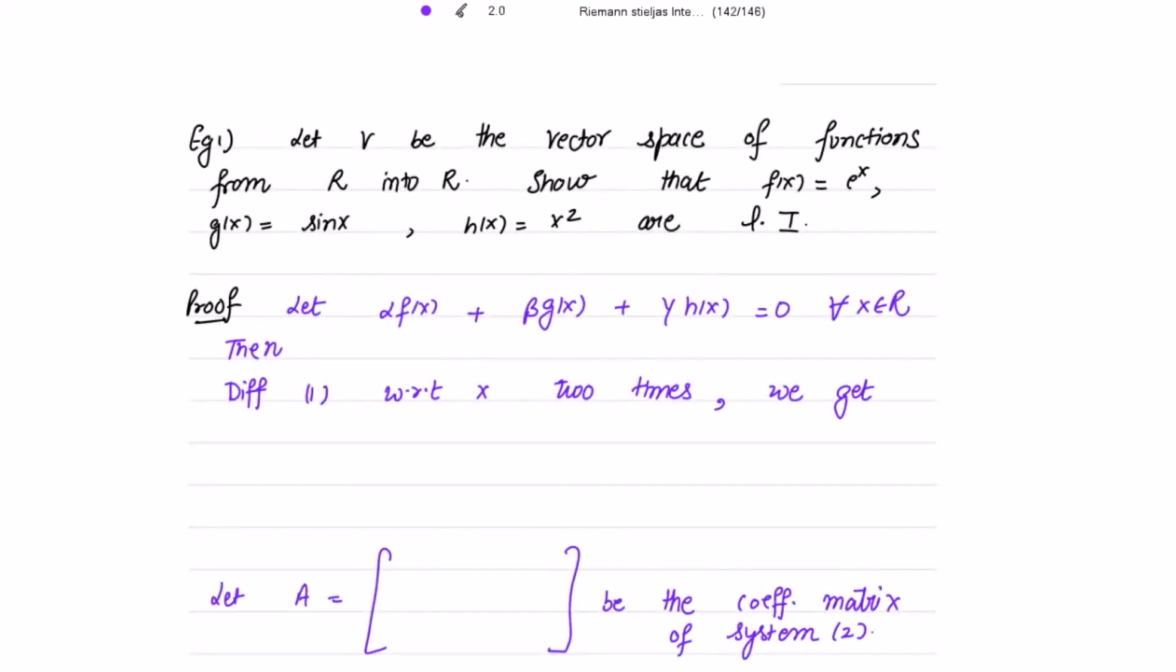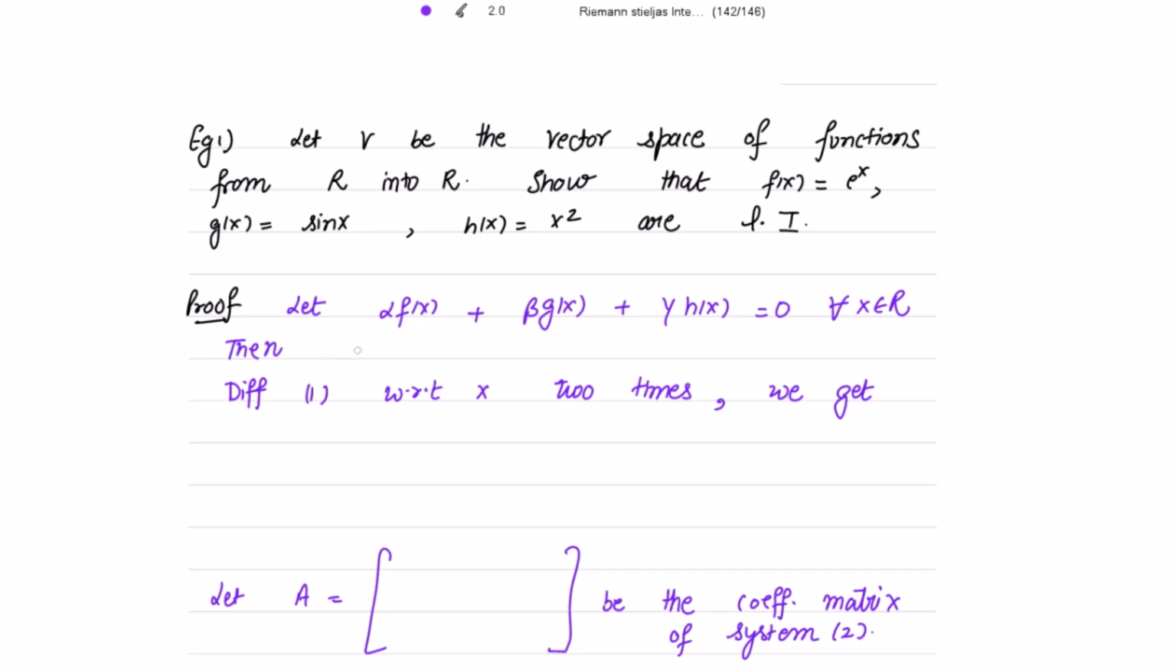Assignment 3, Example 1. Let V be the vector space of the functions from R into R. Show that f(x) = e^x, g(x) = sin x, h(x) = x^2, all these functions are linearly independent. Very easy. Just last time we have done a similar example. Let me revise this again.